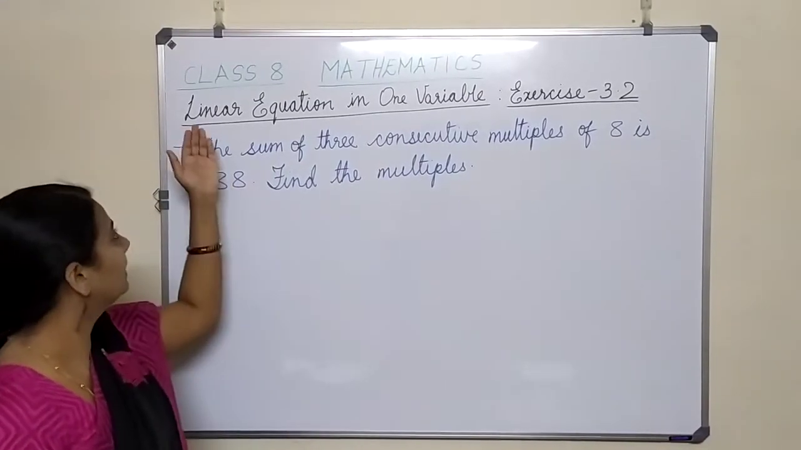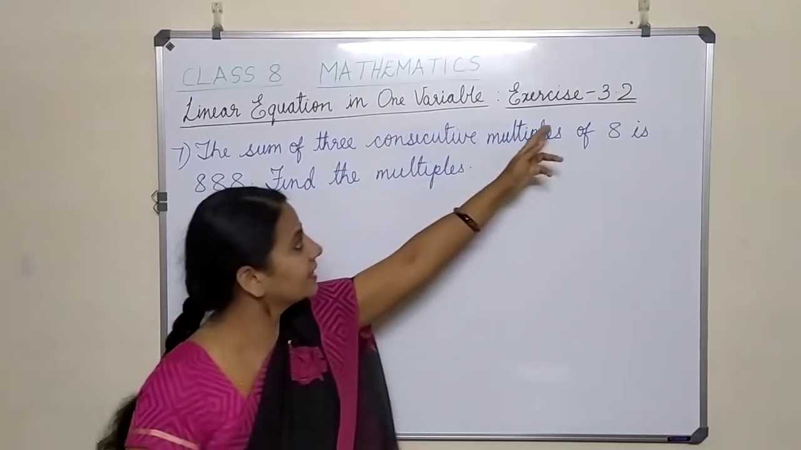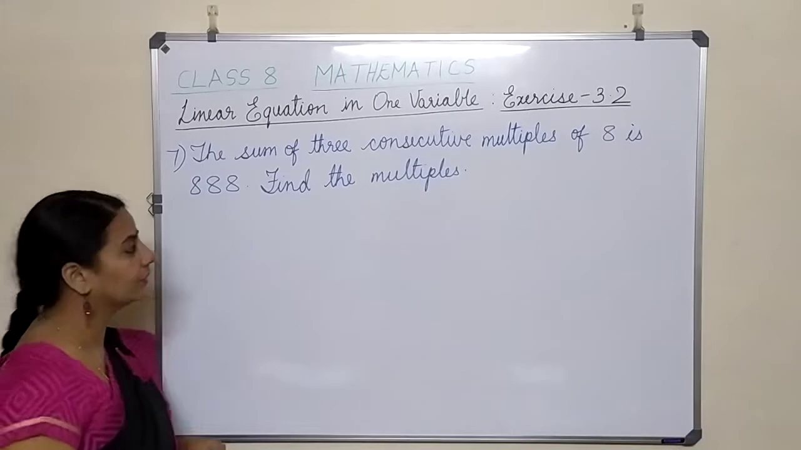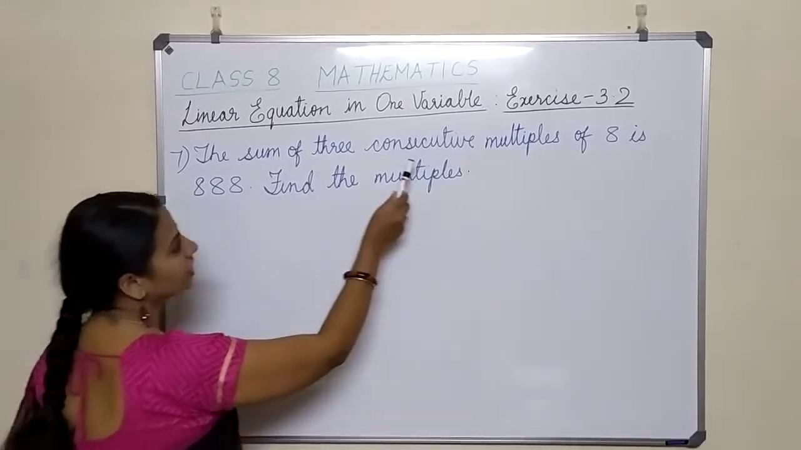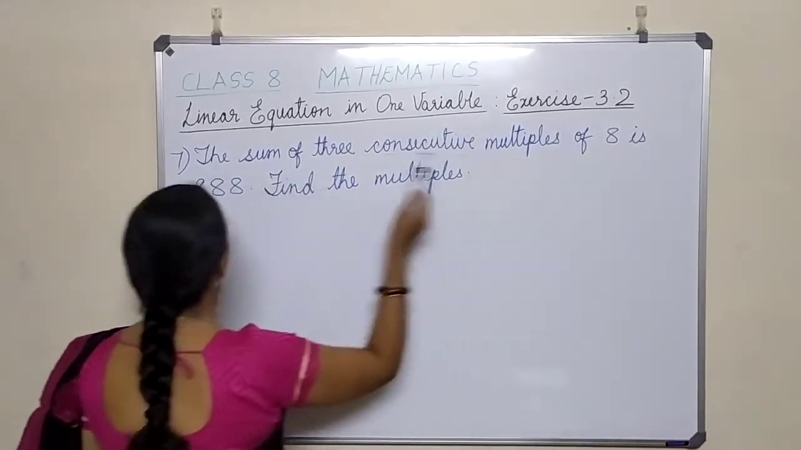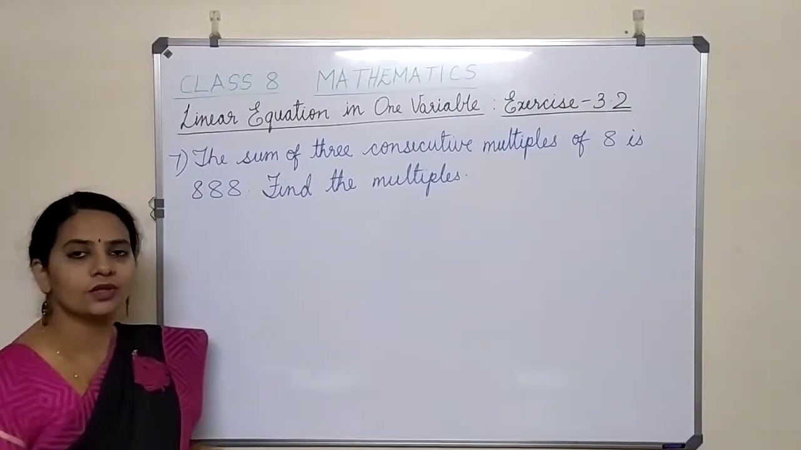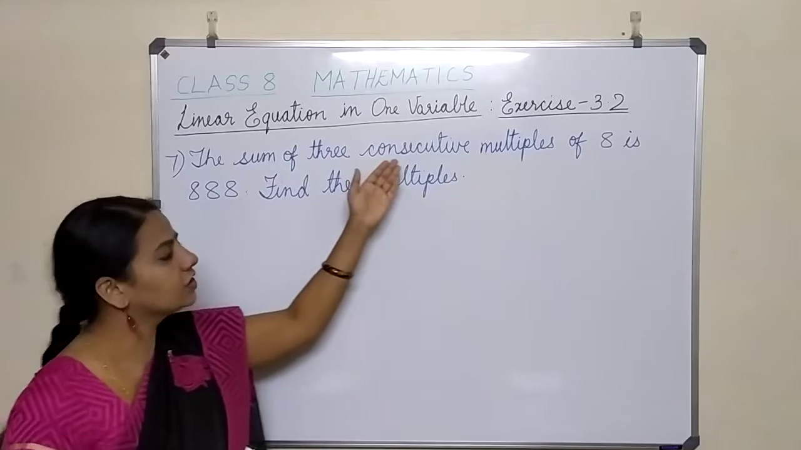We were doing linear equations in one variable in Exercise 3.2. So let us see the seventh sum now. The sum of three consecutive multiples of 8 is 888. Find the multiples. You already know what consecutive numbers are, right?